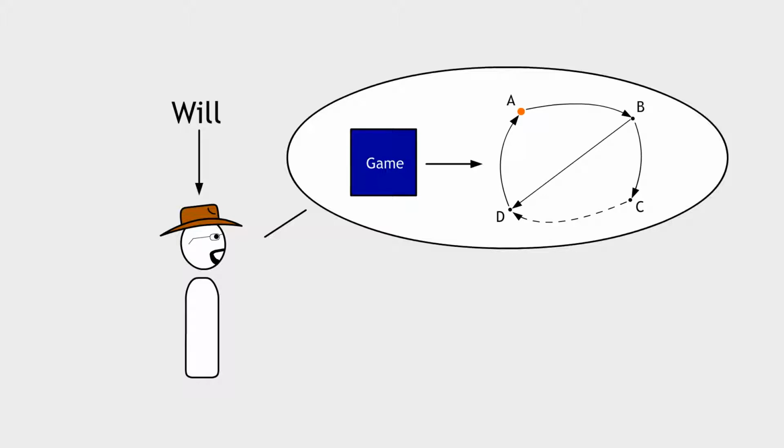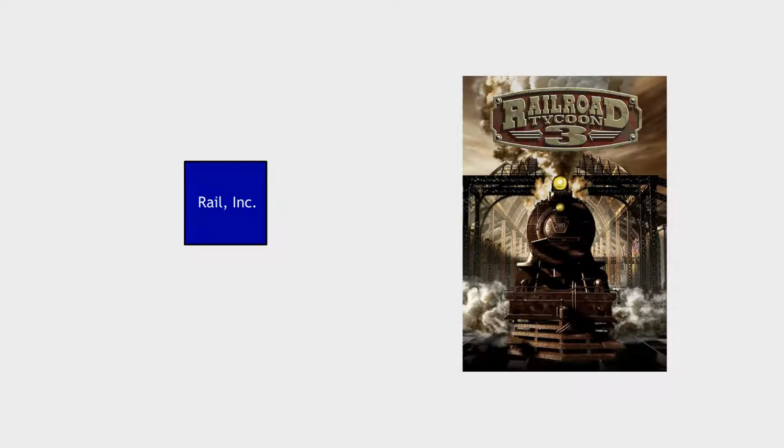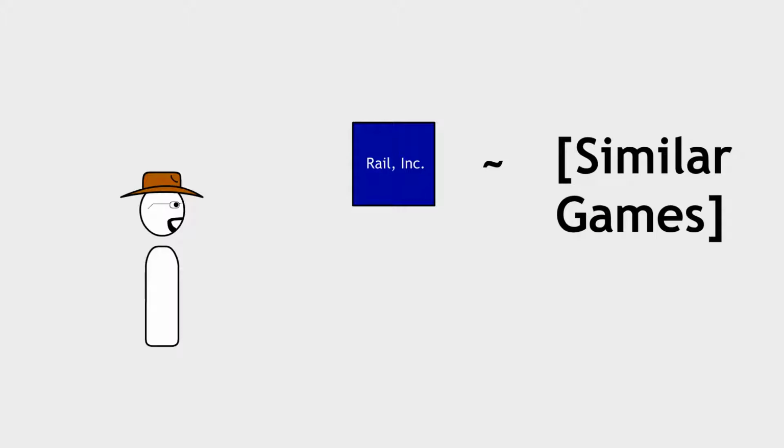Last time, I developed a rough outline of Rail Inc., a simulation game I'm building in the vein of the Railroad Tycoon series. A big piece of this work will be analyzing similar games through the lens of systems theory to figure out what does and doesn't work, and why.